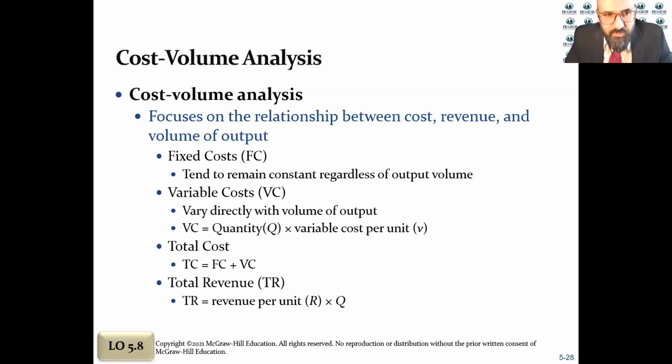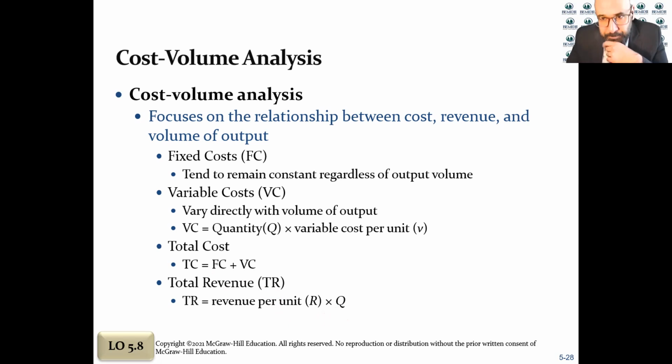All right, so talking about the cost volume analysis, this is a technique focusing on the relationship between cost, revenue, and volume. The fixed costs are fixed, they don't change with the output. They stay constant. Variable cost varies with the output. So the more units you're producing, the more cost you need. The more customers you're serving, the more cost is needed. And the variable cost will be calculated by quantity times the variable cost per unit. Total cost is equal to the fixed cost plus the variable cost.